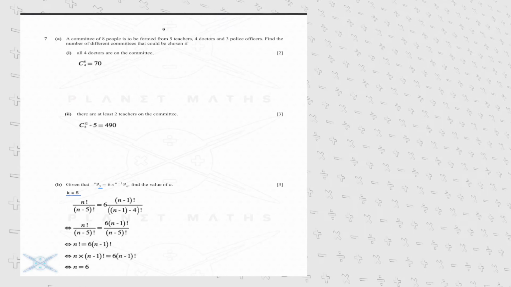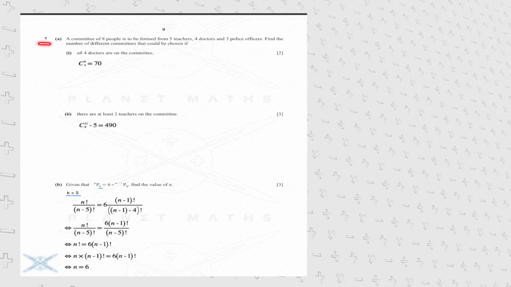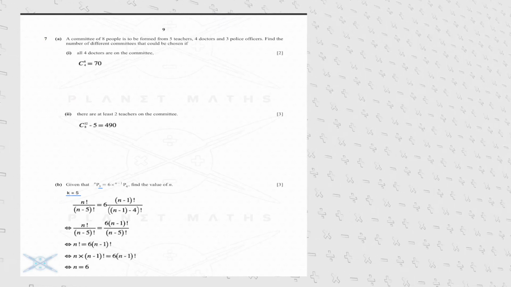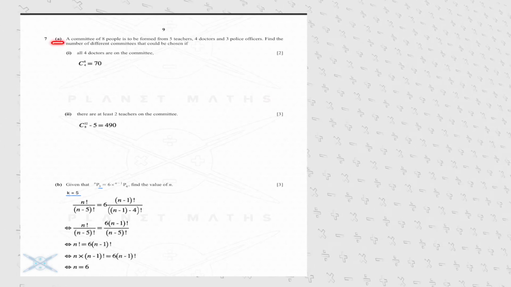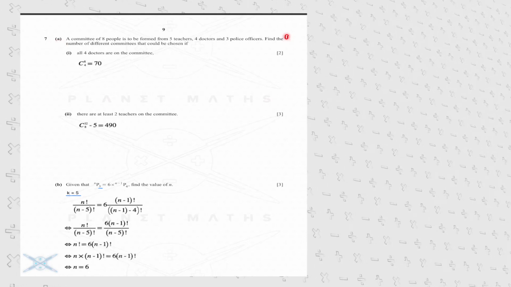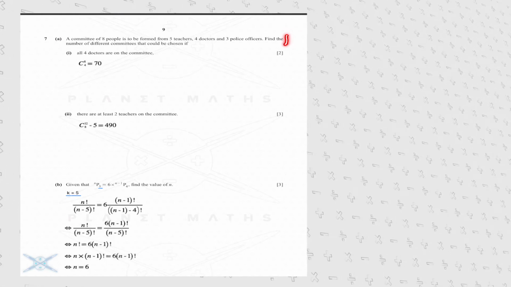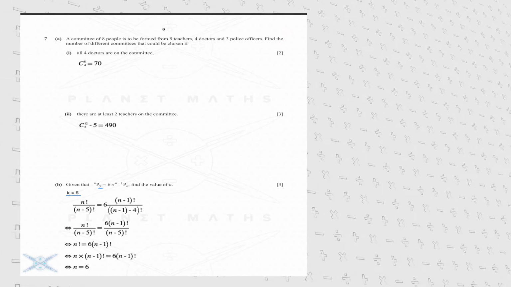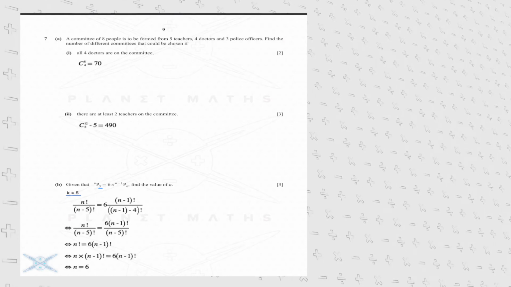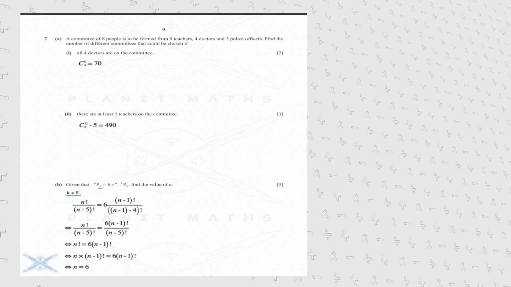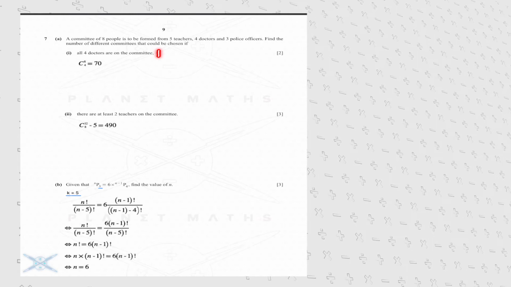Moving on to part 7 of this exam paper, where it's all about combinations and permutations. At the outset of part A of this exercise, it is stated that the committee of 8 people is to be formed from 5 teachers, 4 doctors and 3 police officers. We are supposed to find the number of different committees that could be chosen if, 1, all 4 doctors are on the committee.